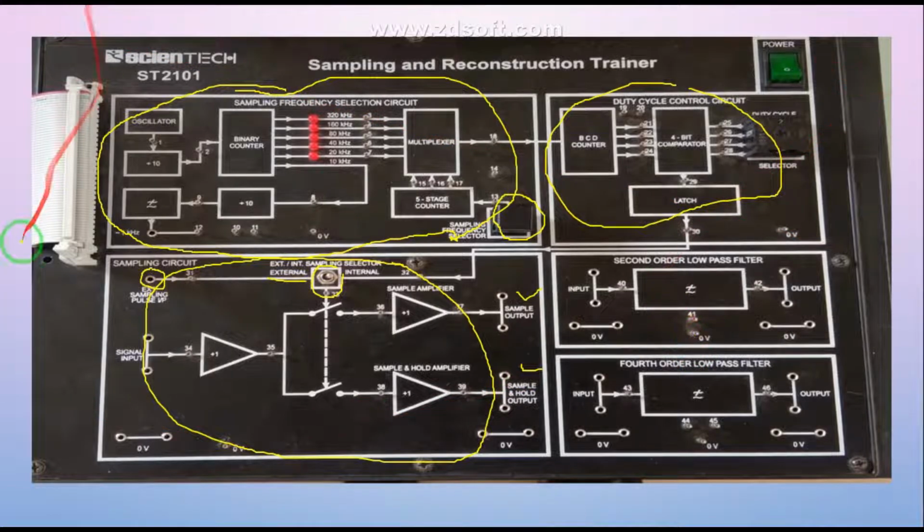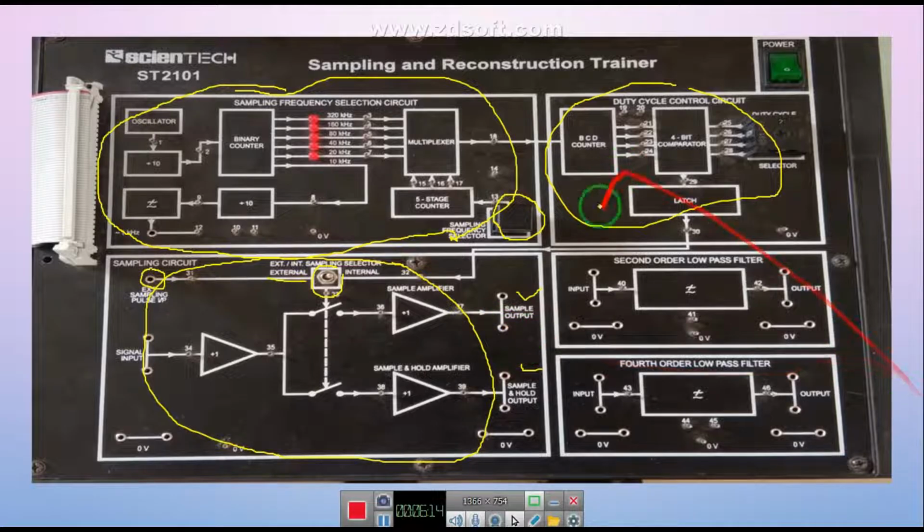Now guys, after sampling, the output of the sampler you would get is discrete in nature, that is a PAM, pulse amplitude modulated wave. In order to recover the original signal from these samples, we have to apply it to the low pass filter. There are two low pass filters given: a second order Butterworth low pass filter and a fourth order low pass filter. It is a Butterworth filter.